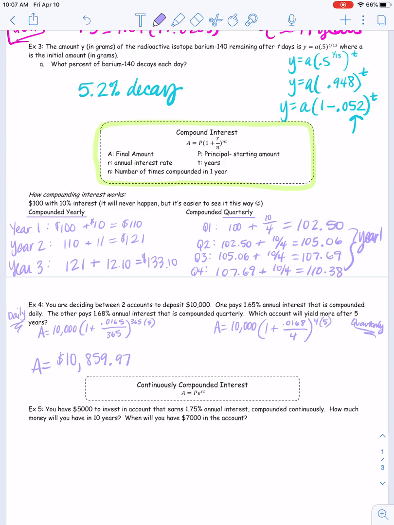Okay. So again, I can plug that straight into my calculator. And when I hit enter, I should be getting a final amount of $10,874.38. So which one is giving us more after the 5 years? The second account. A little bit of a higher interest rate, compounded less.